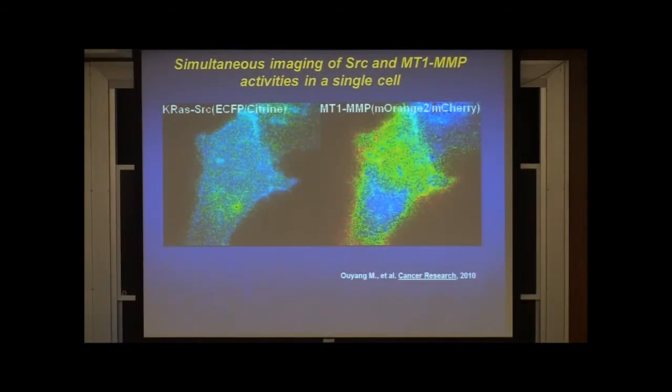Is that in real time here? This is every 1 minute. Total is about 25 minutes. Okay. We can push to close to real time, but photobleaching and all these issues will come up then.